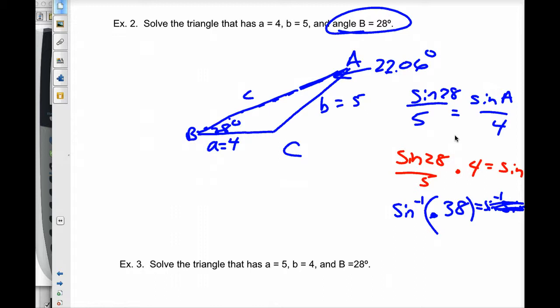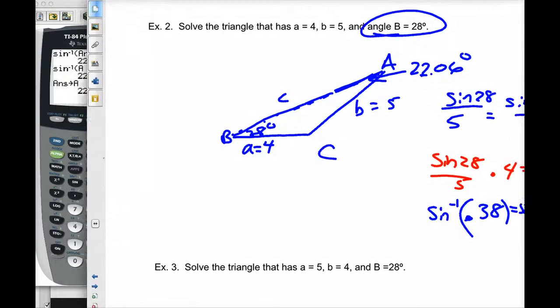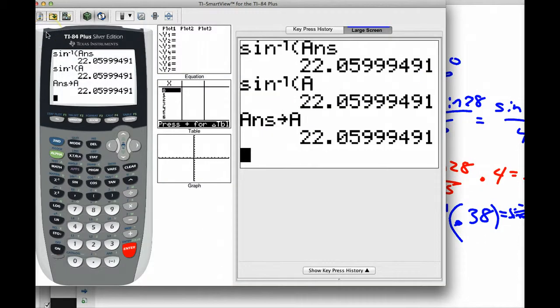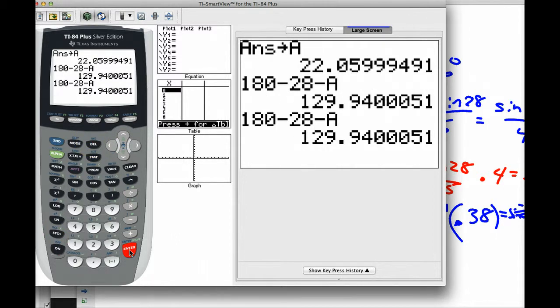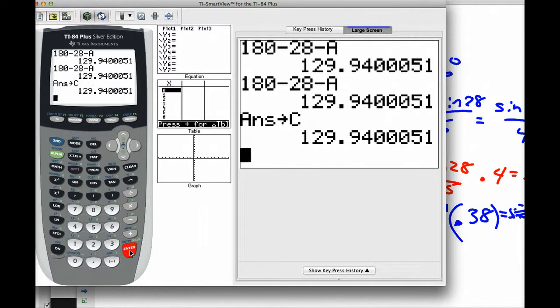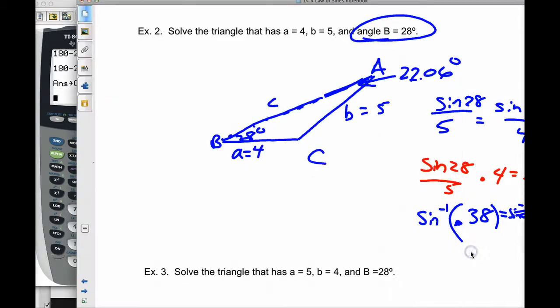I can now find angle C using supplementary, or using the fact that we've got 180 degrees in triangles. So I can go 180 minus the 28 degree angle, minus angle A, which was the 22. We got 129.94. That's angle C. I could save that as C. Oops, I forgot to hit store. Let's do that. I have to press enter again, I do believe. Enter. Okay. And I want to store the answer as C. So from now on, my C is actually 129.94.